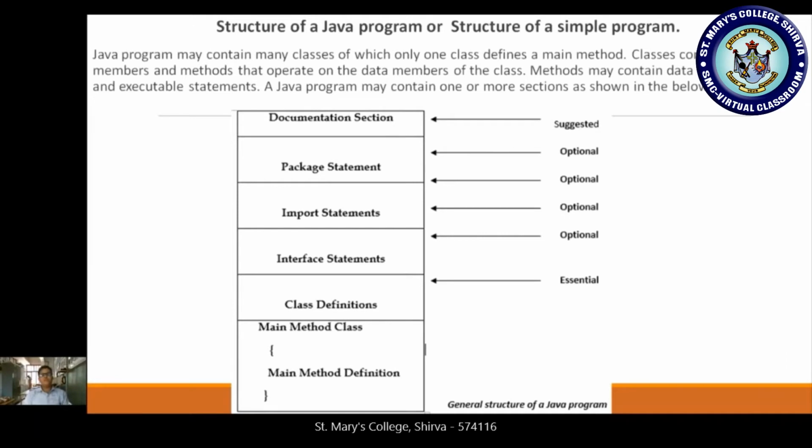Now let us see the structure of Java programming. First one is the documentation section. As you know, what is the documentation section? Documentation section defines the name of the program, author and other things which are mentioned in comment lines.